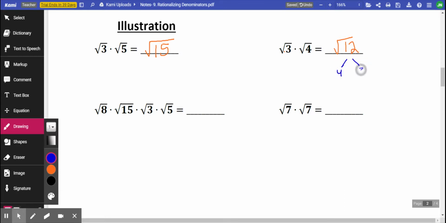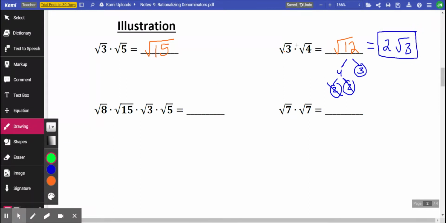So for example, this will be 4 times 3. This will give you 2 times 2. As you can see, for every 2 numbers, I take 1 on the outside. So the actual simplified radical expression for this would be 2 square root of 3. Another way of saying 2 square root of 3 is basically saying 2 times the square root of 3.